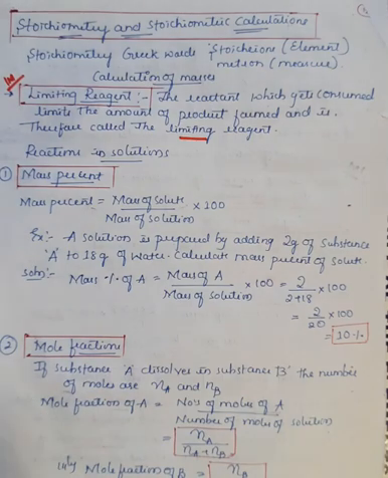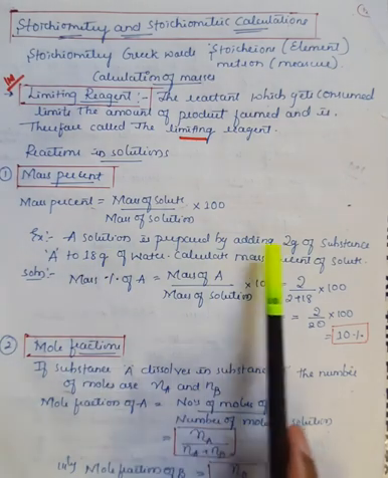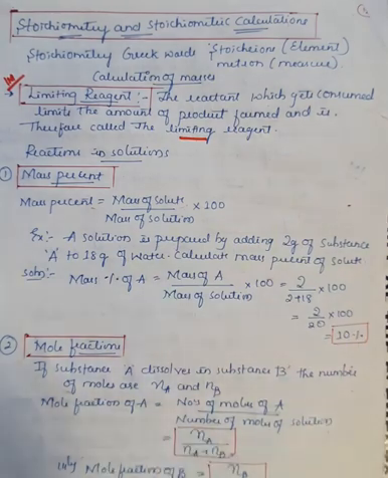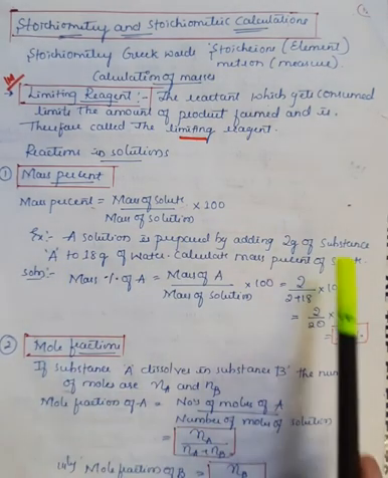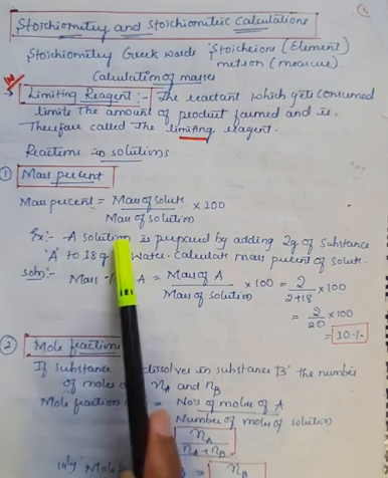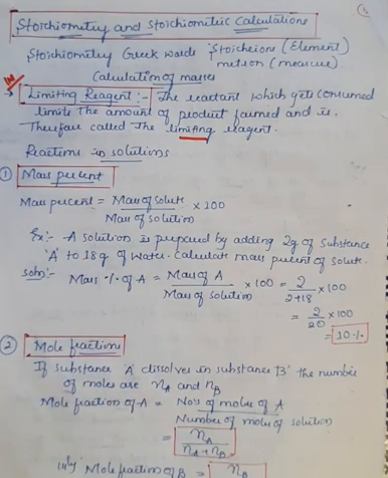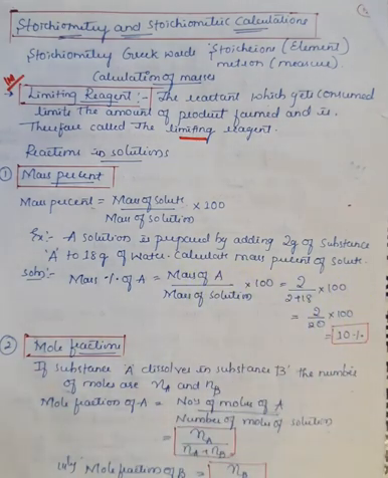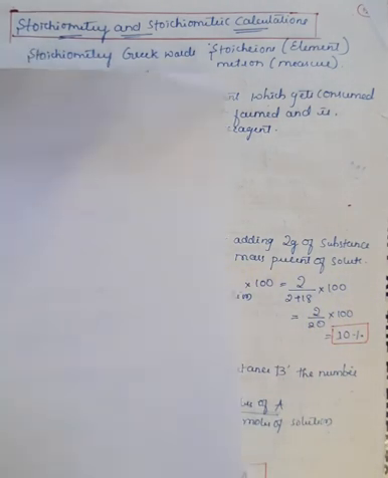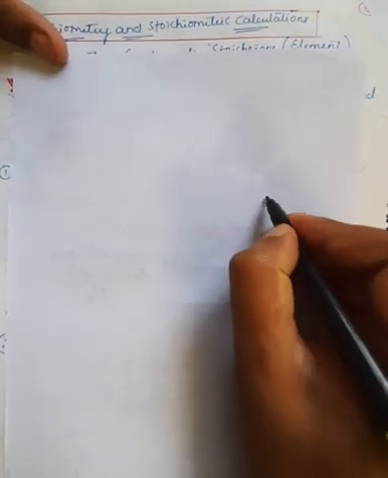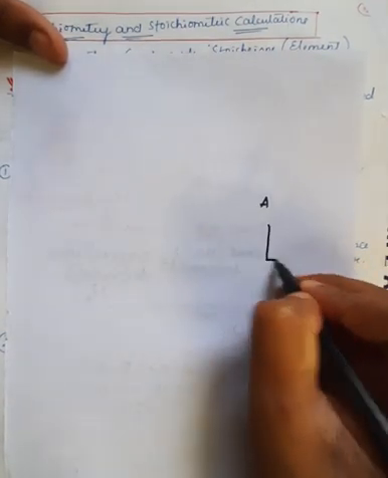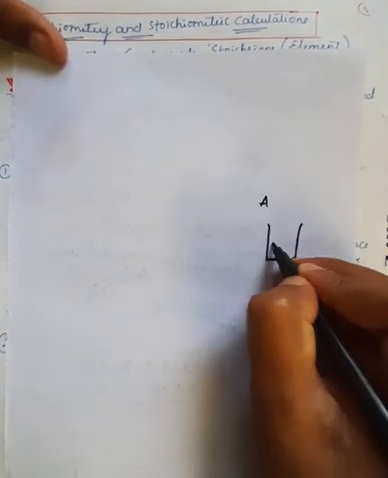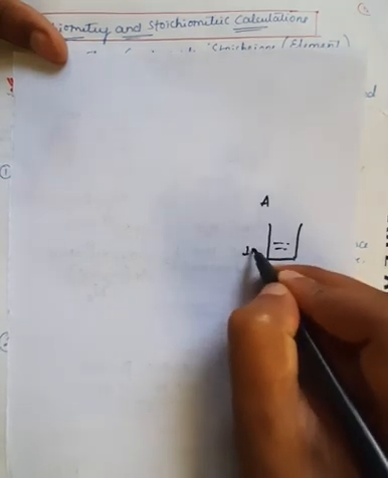For example, they have given one example. A solution is prepared by adding 2 grams of substance A to 18 grams of water. Calculate the mass percentage. I will explain that problem. There is a substance A, and they have taken water.